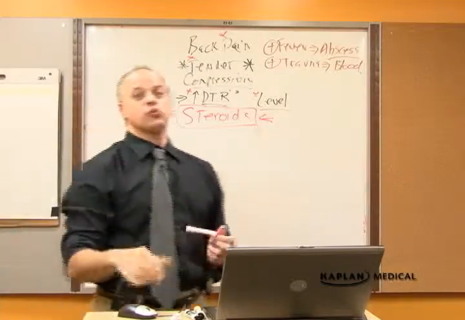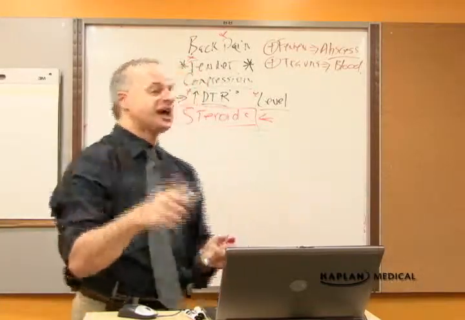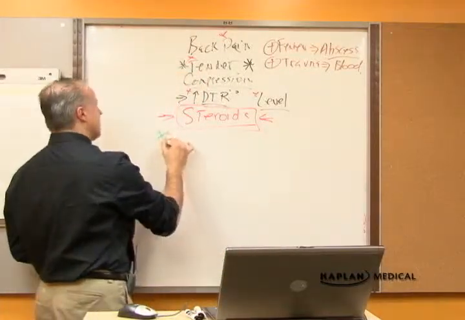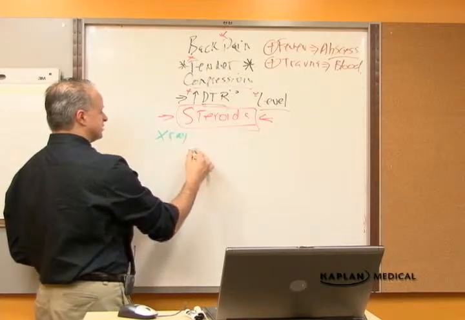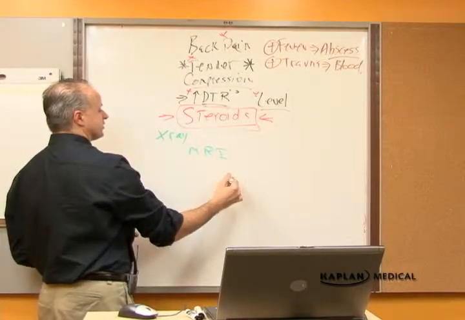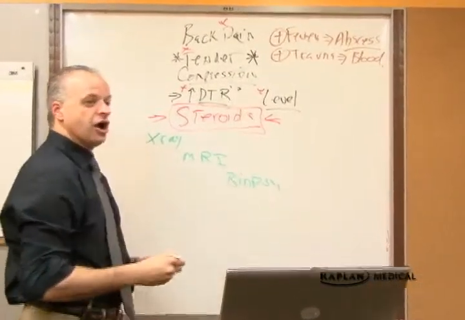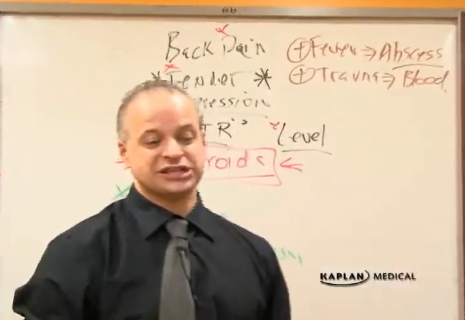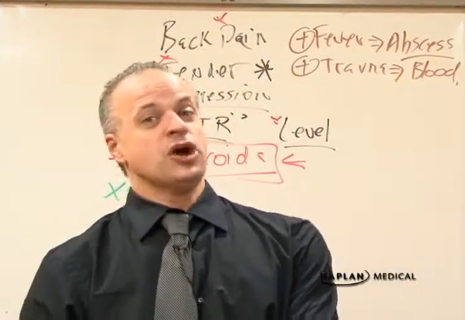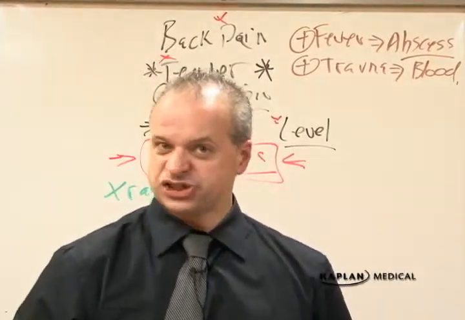What if the question says, what's the best initial test? Then the answer is X-ray is the best initial test. MRI is more accurate than that, and biopsy is more accurate than that. When do you answer the CT myelogram? When is a CT myelogram the answer?